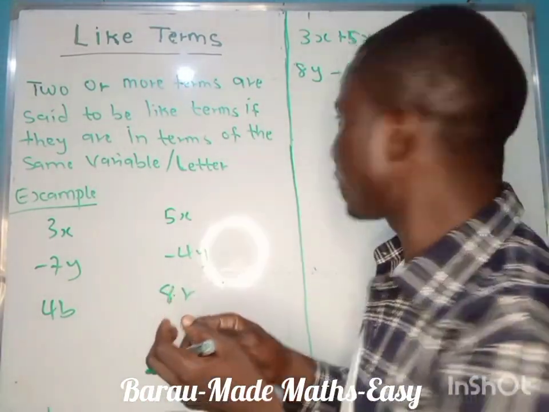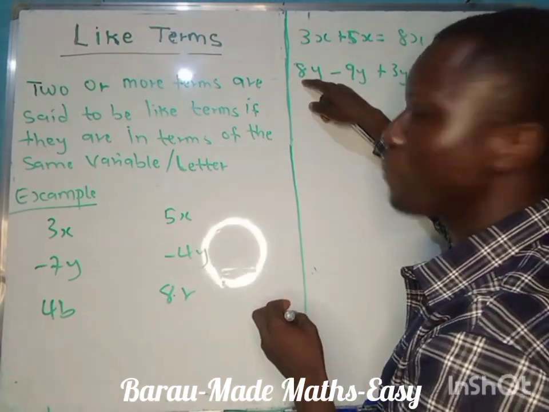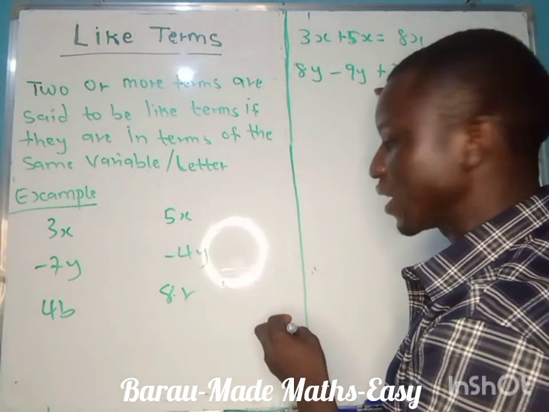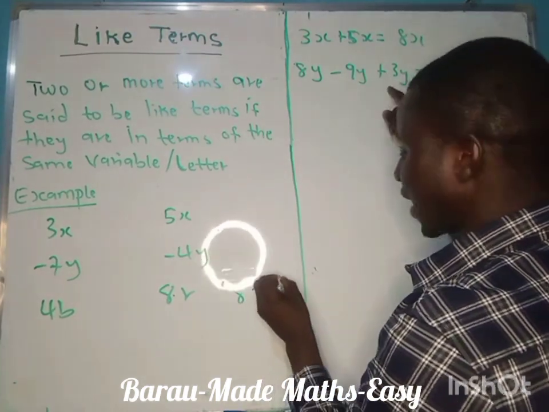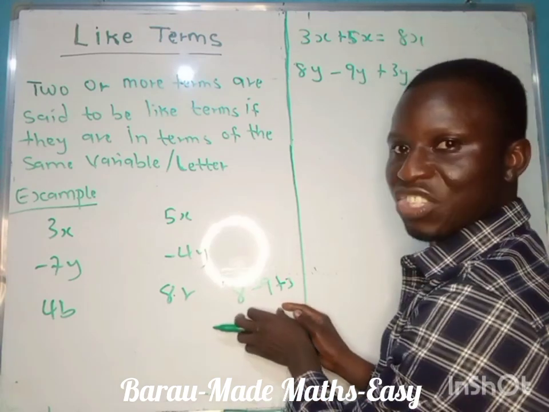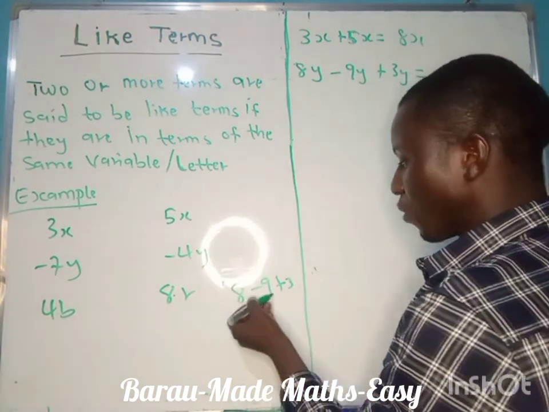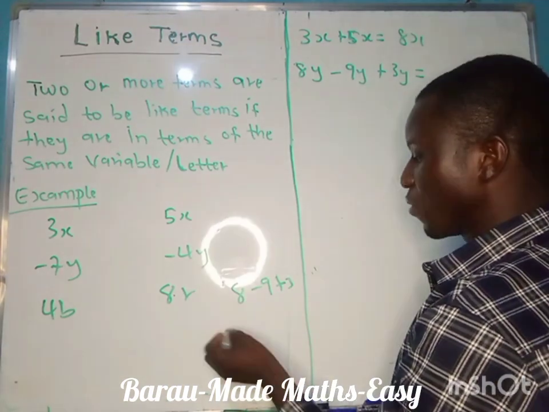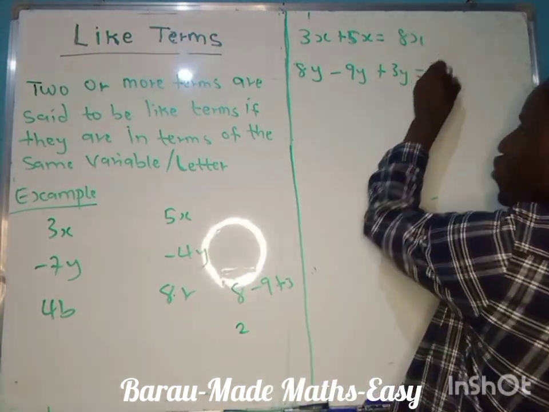How do we combine them? We just pick the coefficients of the terms, that is, the numbers close to the variables, the numbers close to the letters, and combine. We pick 8, we remove 9, and add 3. In our previous tutorials, we learned how to add algebraic expressions, or we learned how to add arithmetic. So we combine these three terms together, that will give us 2. So it means the answer will be 2y.